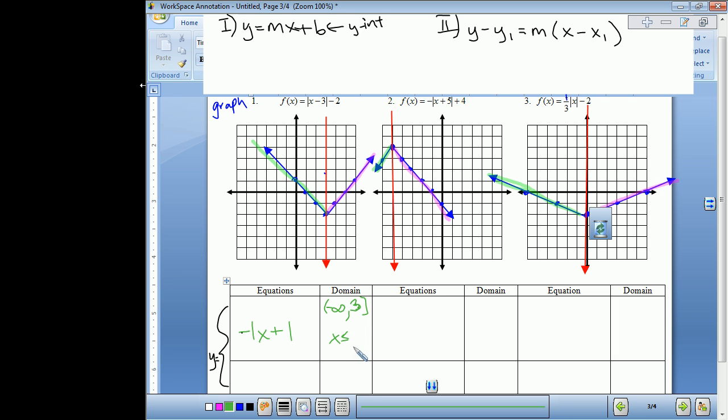Somebody said less than or equal to what? 3. X is less than or equal to 3. Okay, I said you could write it as an interval or an inequality, and you need to be very comfortable with either form. You need to know that this means this, and that this means that. Be able to go back and forth.